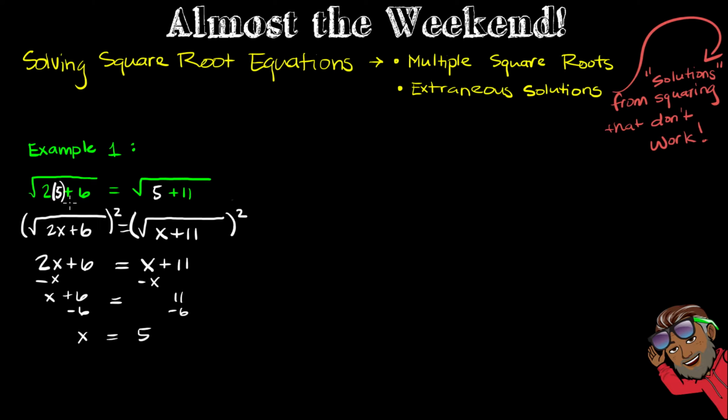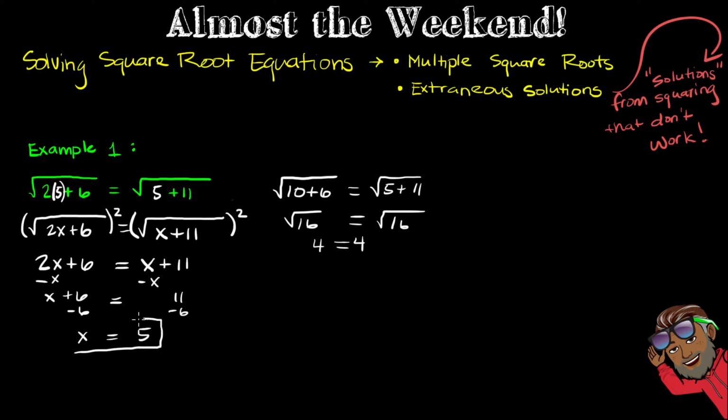So now we're going to check to see if this works. 2 times 5 is 10. So we have the square root of 10 + 6 is equal to the square root of 5 + 11. Now 10 + 6 is 16, so we get the square root of 16. And 5 + 11 is also 16. At this stage, you can see they're exactly the same. They are identical to each other. And this gives us 4 is equal to 4. This means that x = 5 is actually a solution.